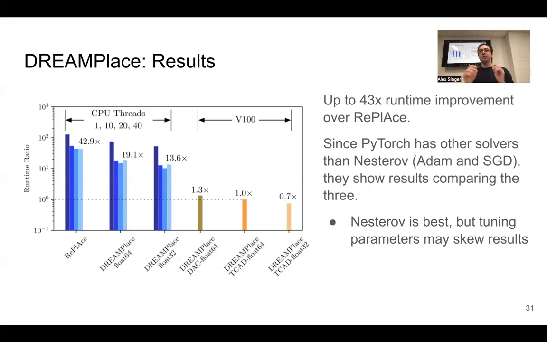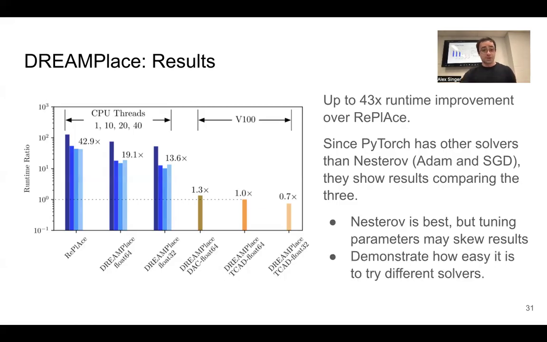So they said take it with a grain of salt, but they said in the paper, the point of it was that it was that easy to just swap out those different solvers, which I think is what really announces what's so great about this paper. It makes it easier to try different analytical placement techniques. And it demonstrates how easy it is to try different solvers.